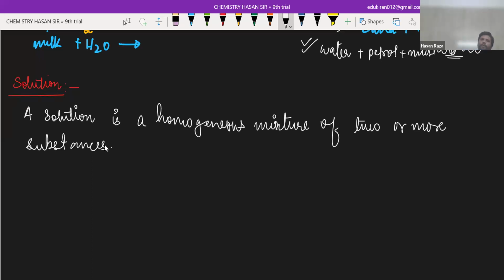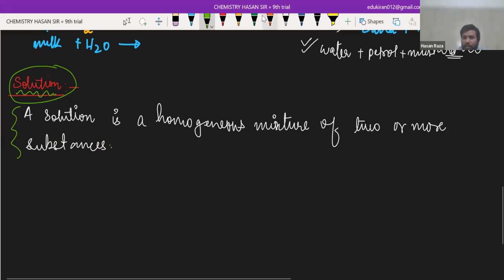Now, whenever we hear the word solution, we think that its physical state will be liquid, but it's not true. A solution can be in gaseous state, as well as in solid state. Are you getting my point?